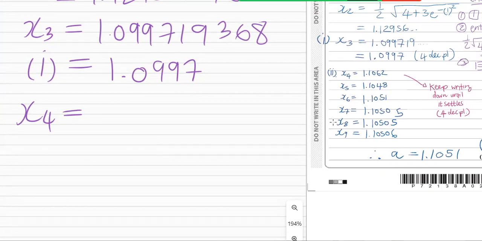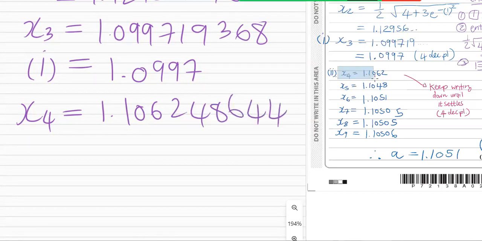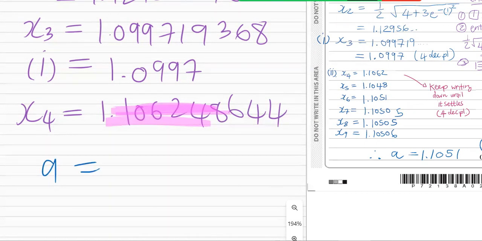So for me, the x4 came to 1.106248644. So if you just look over here, that's the x4. I rounded it down a little bit too early in this working. You should give an extra decimal digit. If you're aiming for 4, you should at least give 5 in your answers, because you're going to need to round it down at the end, and you don't know if you're going to be rounding up or down.